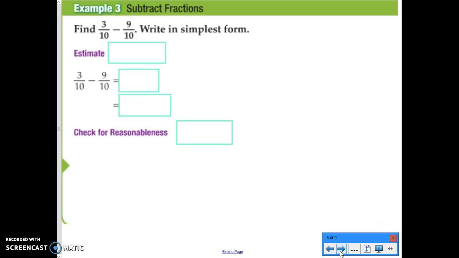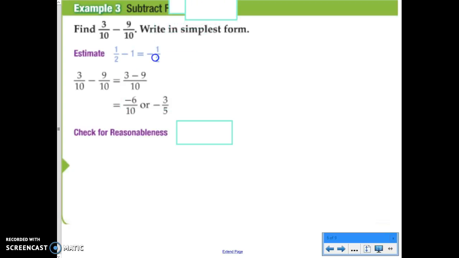Well, here they estimate first. They say, well, 3/10 is actually closest to half, and 9/10 is actually closest to 1, and 1/2 minus 1 gives us a negative 1/2. So here in the first step, all they do is they say this is 3 minus 9, really all over 10, all over that common denominator, and 3 minus 9 gives us a negative 6. So negative 6 over 10 can be reduced because 2 goes evenly into both of those. 2 goes in there 3 times, and 2 goes into 10 5 times, and that's how they come up with negative 3/5. Since negative 3/5 is close to negative 1/2, you probably found the correct answer.